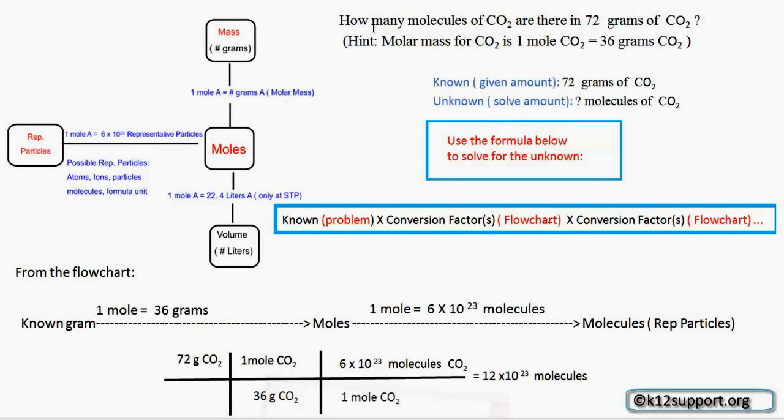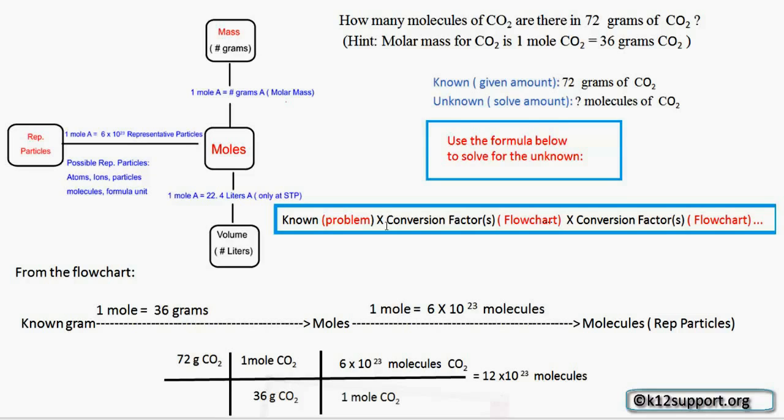How many molecules of CO2 are there in 72 grams of CO2? Hint: the molar mass for CO2 is 1 mole of CO2 equal to 36 grams of CO2. The known unit is 72 grams because it has specific values. The unknown unit is molecules of CO2. You are solving for the values of molecules.